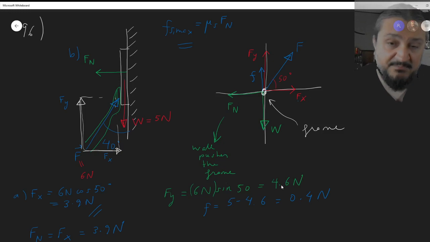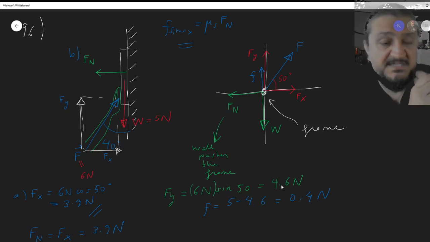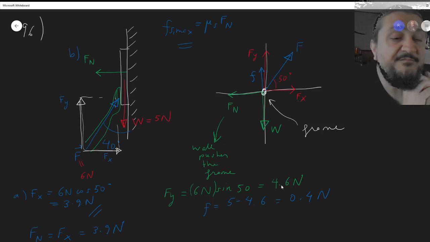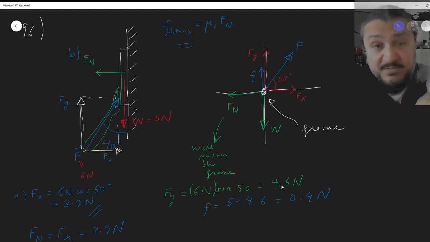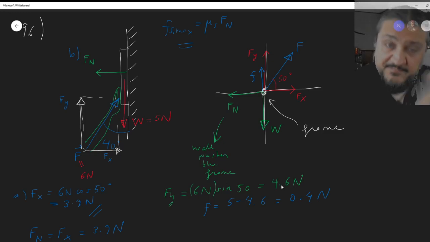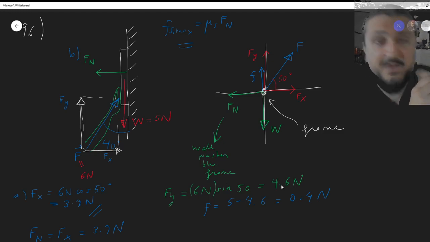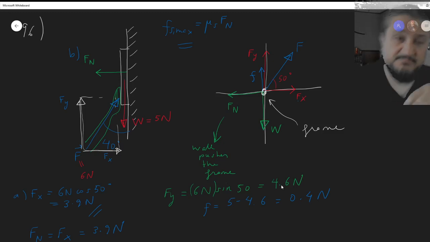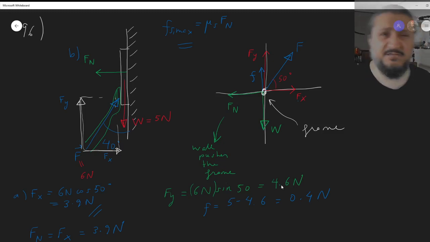Can I get rid of the friction force altogether? Yeah, I can. If the weight is equal to F sine 50, there is no friction needed. Okay, you can even find that force easily. Just equate F sine 50 to weight, which is 5, and solve for F. You can do that. 5 divided by sine 50. So if you're exerting 6.5 newtons instead of 6, there won't even be any friction force.